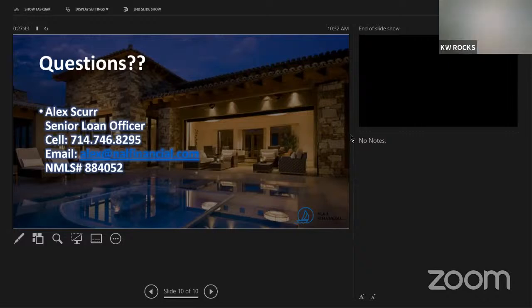You do have one question here. Can you use a rental as an Airbnb in the rental agreement? No, you can't. Great question. You cannot do Airbnb. To do Airbnb, you'd have to have 2 years of tax returns with Airbnb history.